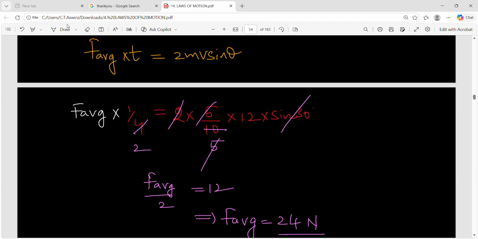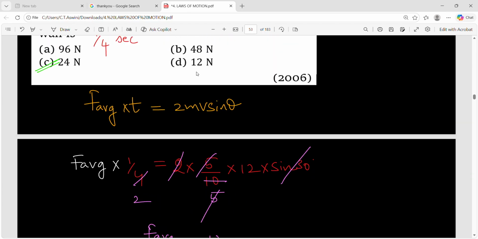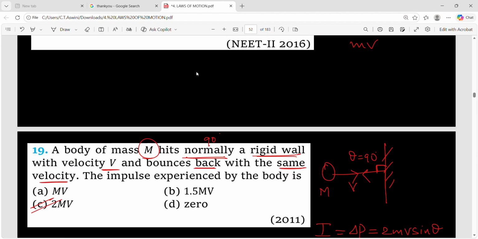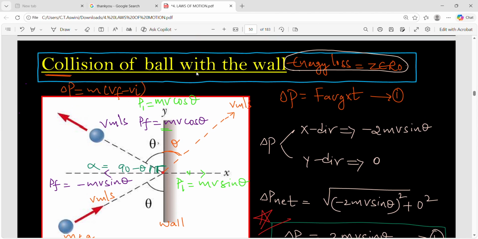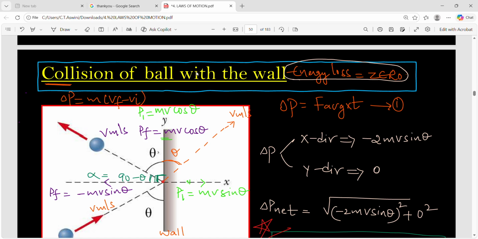It is just one of the applications of impulse. We saw the change in momentum formula for collision of a ball with the wall, related it to the general formula, and did some problems. So this is what we covered for today. We have seen the previous year questions related to today's topic. In the next class, I'll discuss conservation of linear momentum and the related PYQs. Okay.